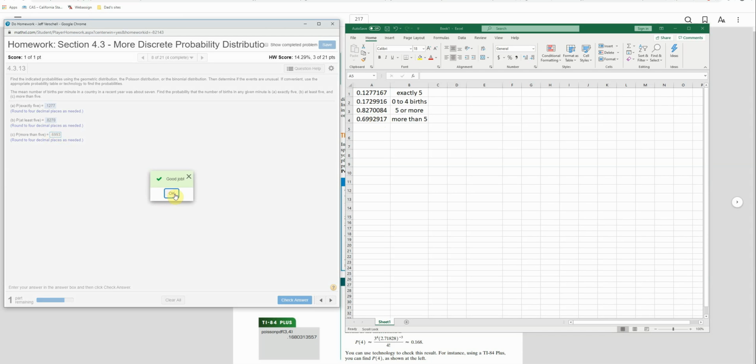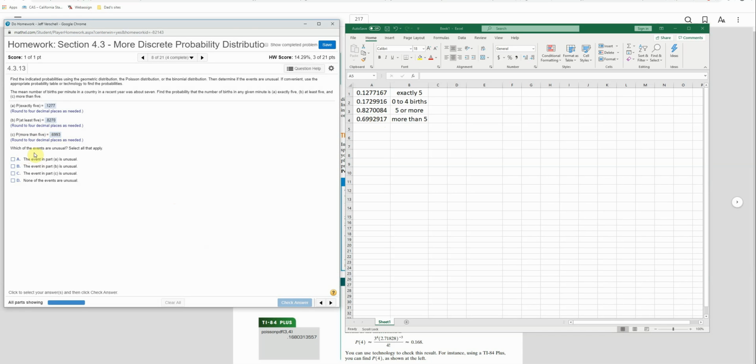Okay, so be careful on the wording. Be careful how we set it up. The last part, which of these events are unusual? Are any of these events less than 0.05? This one is 0.1277, 0.8270, 0.6993, so no. None of them are less than 0.05, and none of them are unusual, and I'm done.